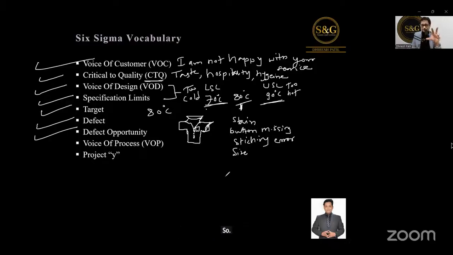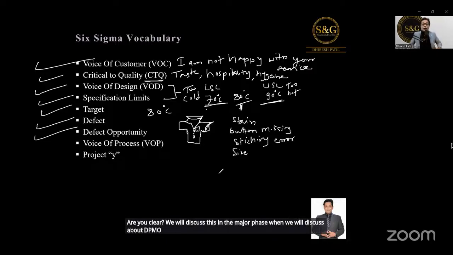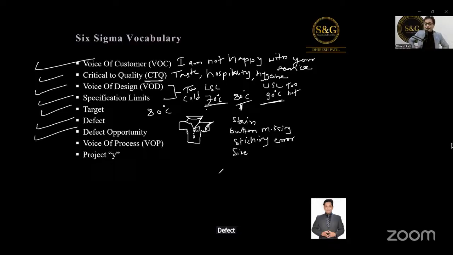So in one product, there are various defect opportunities. So even one defect opportunity coming makes that product defective. Are you clear? We will discuss this in the Measure phase when we discuss DPMO, defects per million opportunities. Can you type what the defect opportunities are in your product or your service? Type in the chat box.